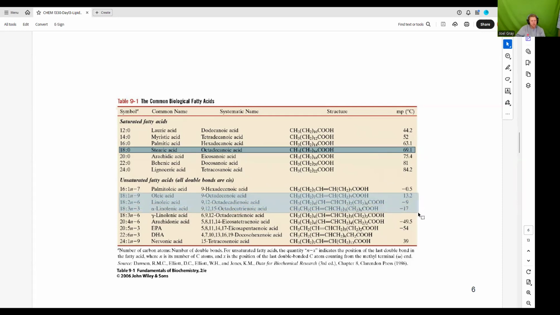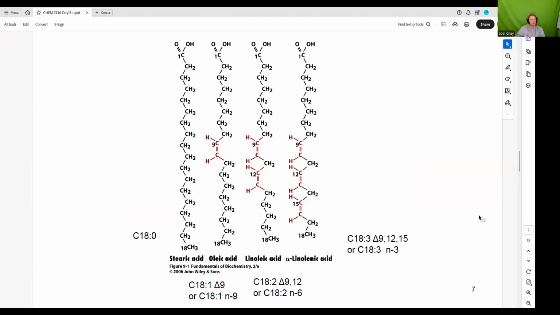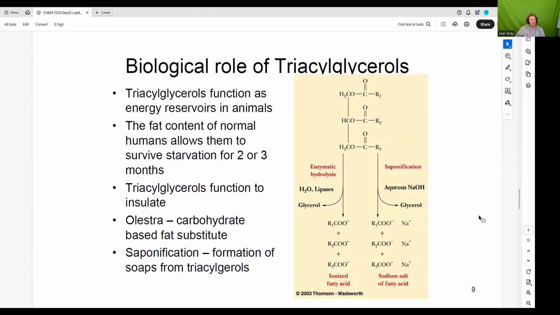And then a third double bond brings it all the way down to -17 degrees Celsius. Okay, so these are all factors whenever it comes to fatty acids and their function and physical properties. Now, in addition to that, we talked about this process right here, saponification. Saponification is an industrial process by which triacylglycerols are broken down, and this is the process by which soap is made, or soap has historically been made.